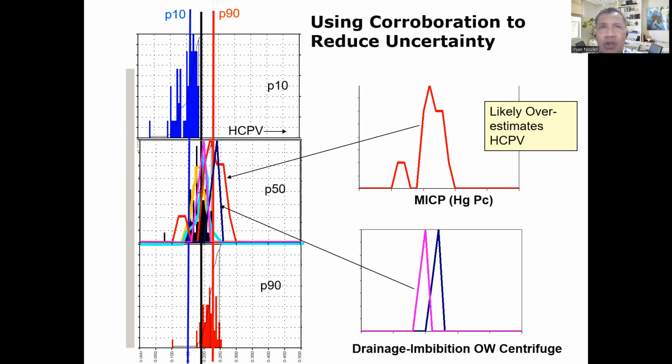Drainage imbibition, oil water centrifuge, is another technique used in the study of fluid flow in porous material. The method involves subjecting a sample to centrifugal force to simulate the process of drainage, the removal of fluid from the pores, and imbibition, the absorption of fluid into the pores. It is a valuable tool for investigating the behavior of fluid in reservoir rock and understanding their fluid characteristics.